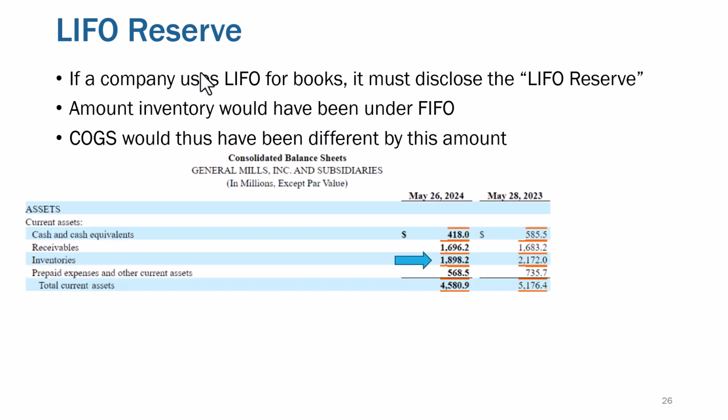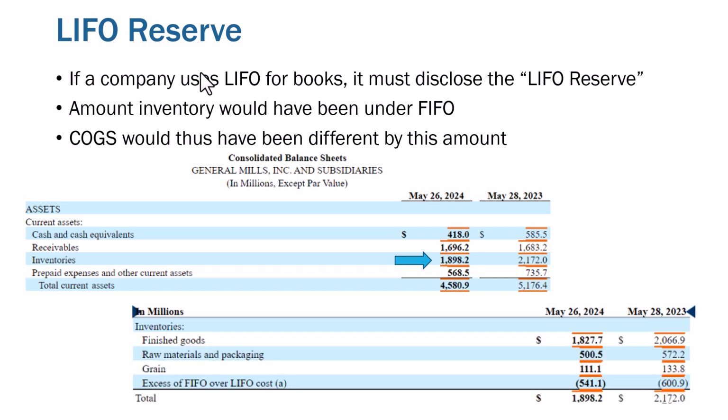So for General Mills, their inventory on their balance sheet is 1.8 billion, and they use LIFO. And down here, they go through the computation of how they get to that 1.8 billion, and their LIFO reserve is $540 million. So they're showing finished goods, raw materials, and grain under FIFO, but then illustrating how they use LIFO to change the amount of that inventory.